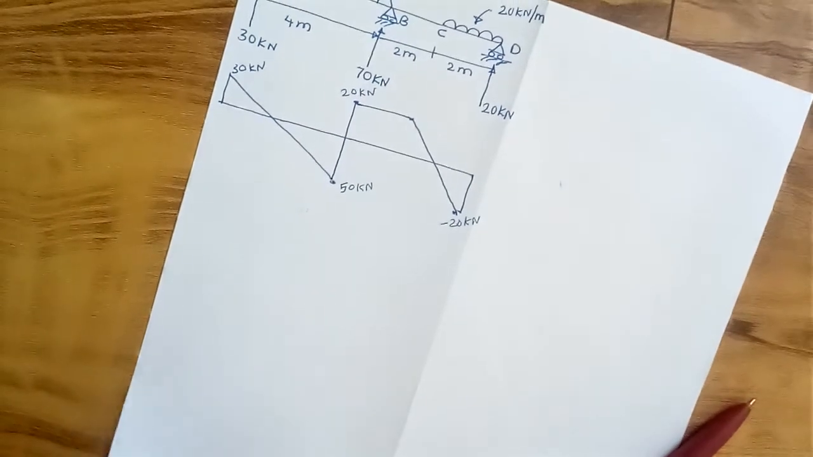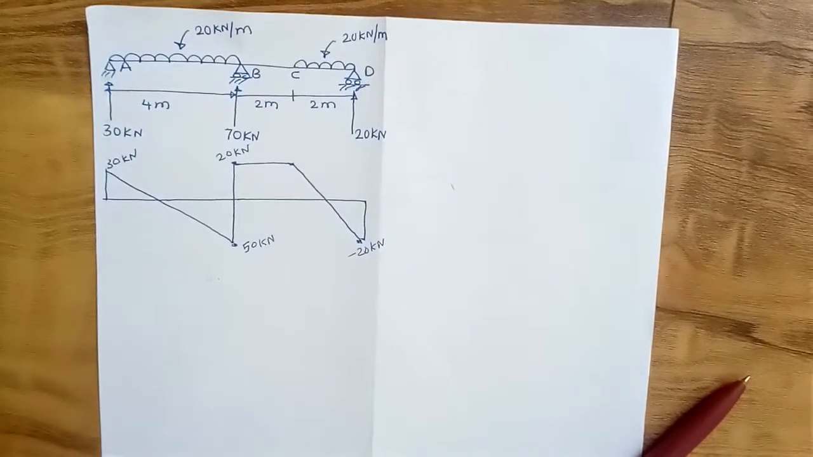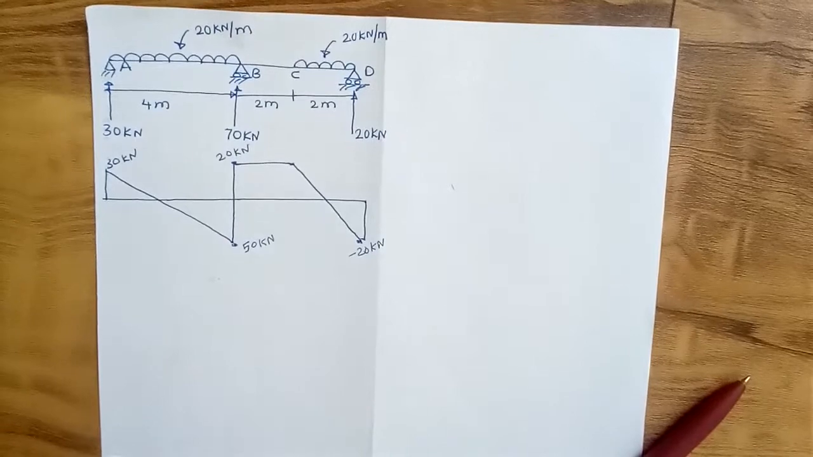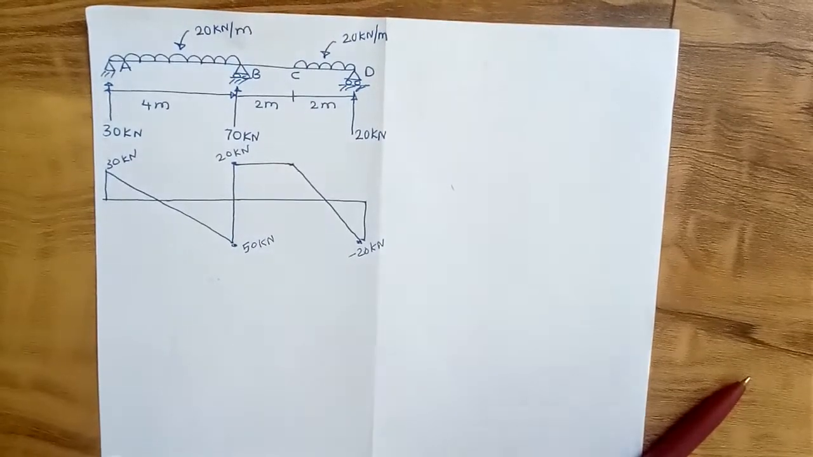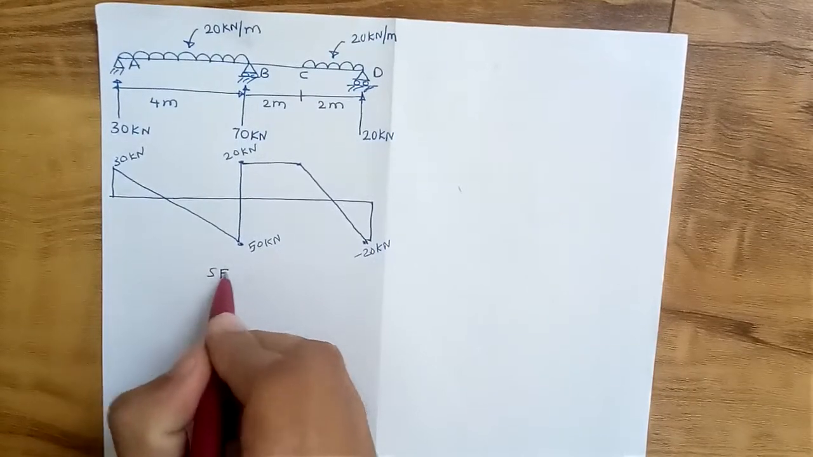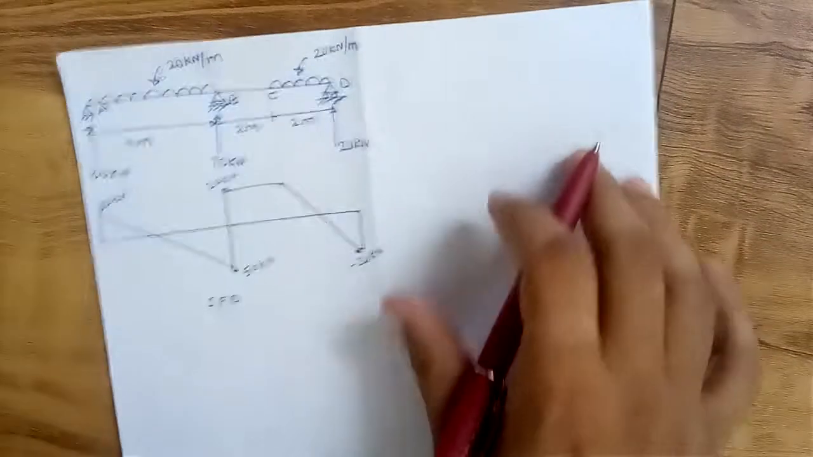So we have already solved this problem. We have calculated the support reactions, and then we have drawn the bending moment and shear force diagrams. So this is the SFD of a beam. We know the reactions and the SFD of the beam, so we have to calculate only the bending moment diagram.